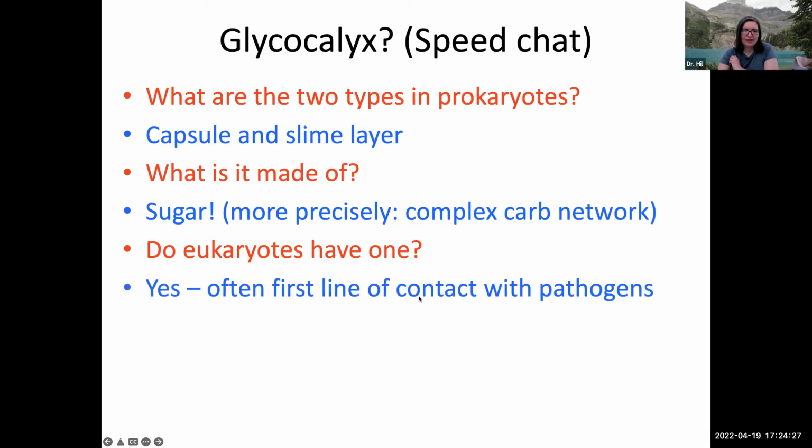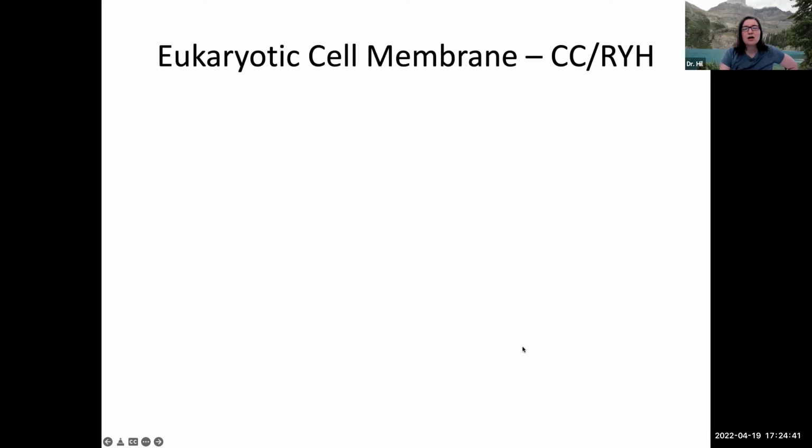Often in an organism like ourselves, that is part of the layer that is the mucous membrane, and it's often the first line of contact with a pathogen. All right, eukaryotic cell membrane.